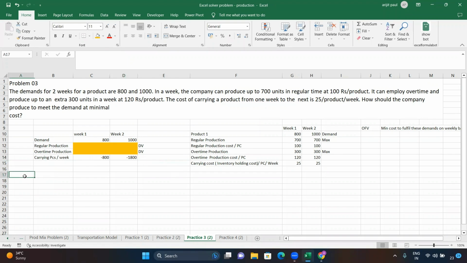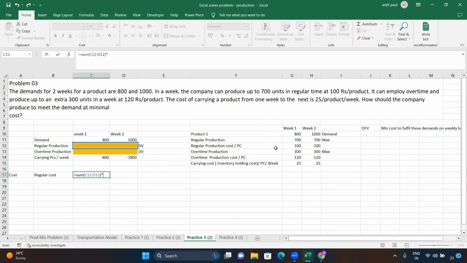Okay, now if we consider the total cost, we have 3 different types of costs, right? Now consider the regular cost. What is the regular cost? The quantities which we are going to produce for week 1 and week 2 should be multiplied with the regular cost of production, that is 100 rupees. So that becomes our regular cost.